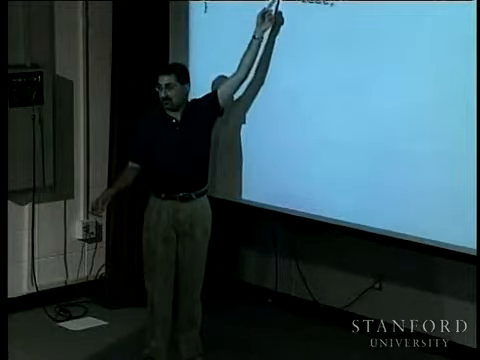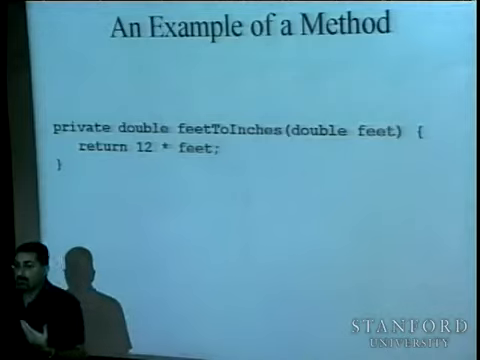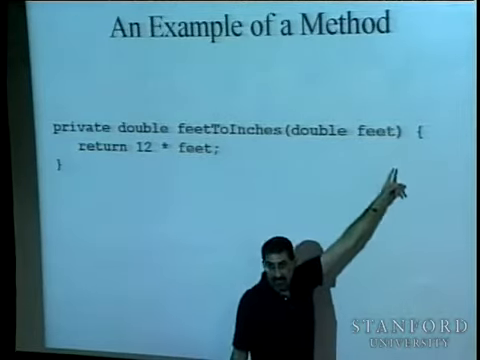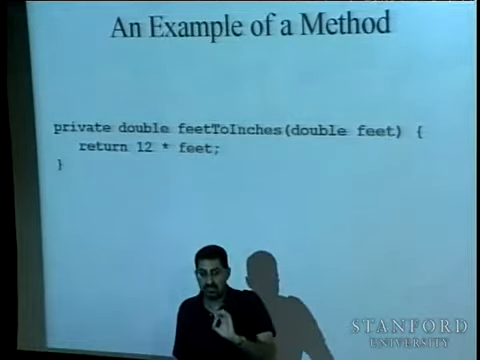It's going to give me back something that is of type double. The name of the function is feetToInches. What parameters does this function take? It takes in one parameter. The type of that parameter is a double, so what I'm expecting from you is something that's a double.